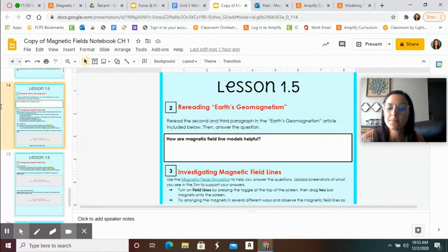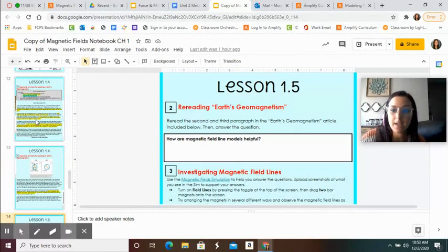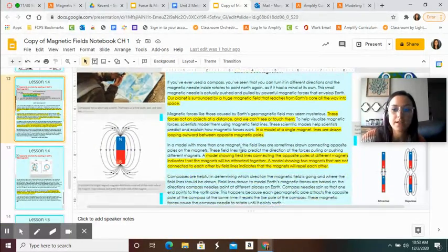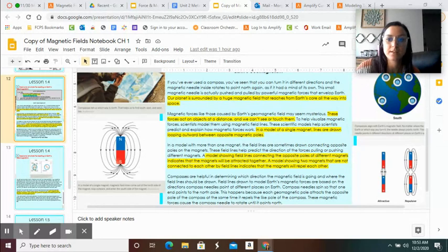And we know in science, whenever there's something that's too large for us to observe, or maybe we can't see it with the naked eye, we use models to help us understand what is happening. If you remember, we read this article together and I highlighted it and helped you go through it. So it is looking at these two paragraphs, which we have already highlighted, and you can see we looked at some of the important information already. And so you're going to use that to tell me how those magnetic field line models are helpful.